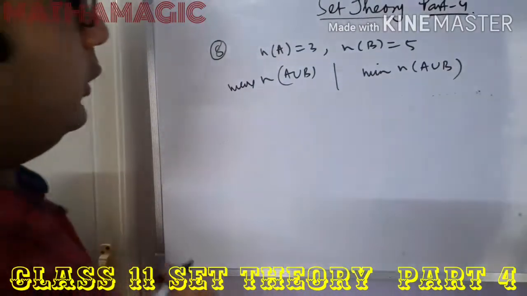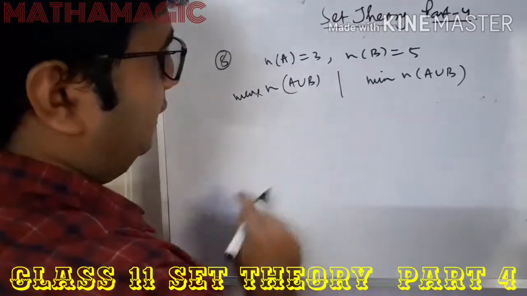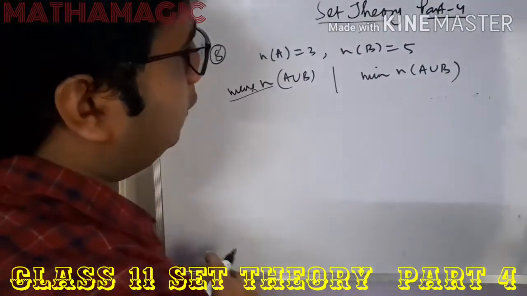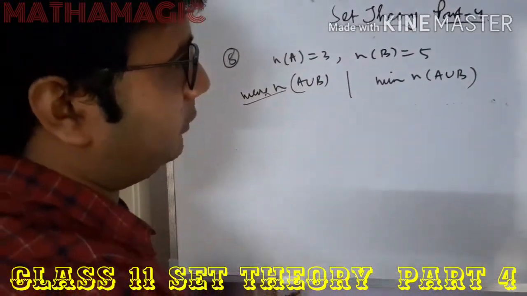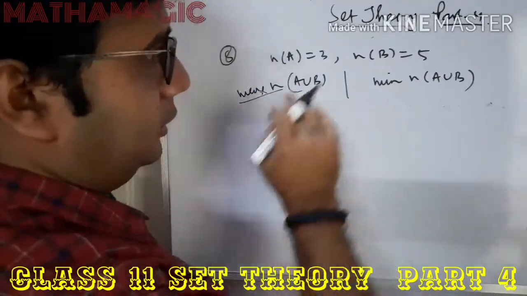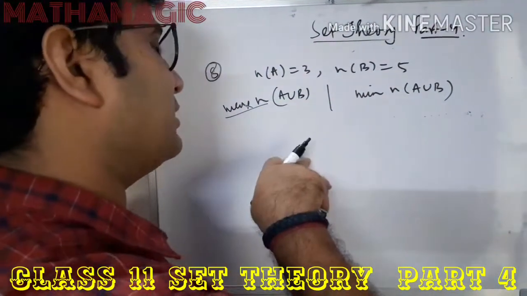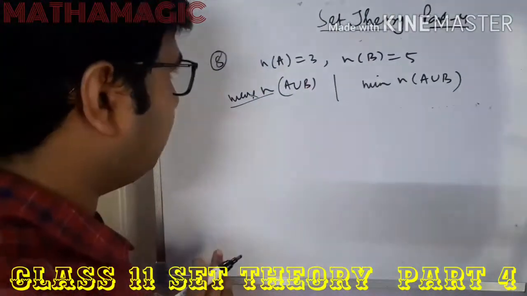This is a conceptual question. The concept must be clear to find this out. First, the maximum number of elements in A union B. A union B means what? There can be any element, right? There could be a common part, there could be an intersection part, there could not be an intersection part. We don't have any idea about this.